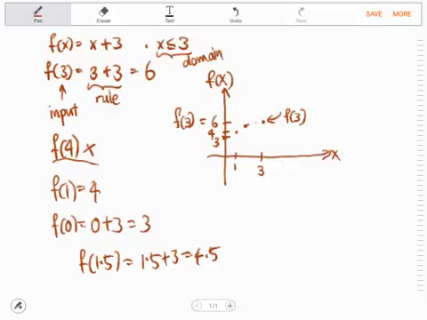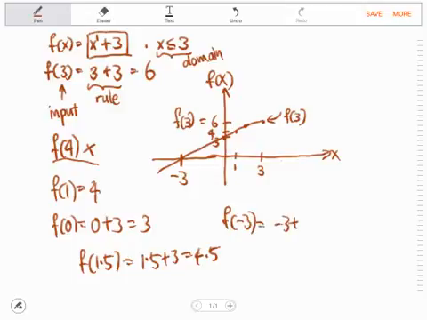If I join all these dots, what I get is a line. In this case, it's a straight line because this is a linear function. As I mentioned, a linear function is a function with a polynomial whose highest degree is 1. So what then is this value? This value should be minus 3, because f(-3) equals minus 3 plus 3, which equals 0.